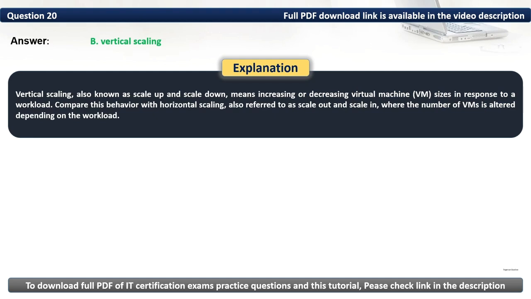Vertical scaling, also known as scale up and scale down, means increasing or decreasing virtual machine sizes in response to a workload. Compare this behavior with horizontal scaling, also referred to as scale out and scale in, where the number of virtual machines is altered depending on the workload.